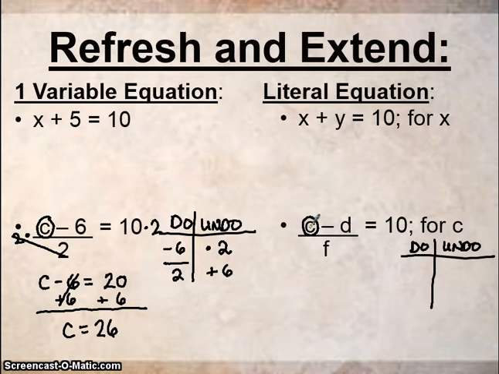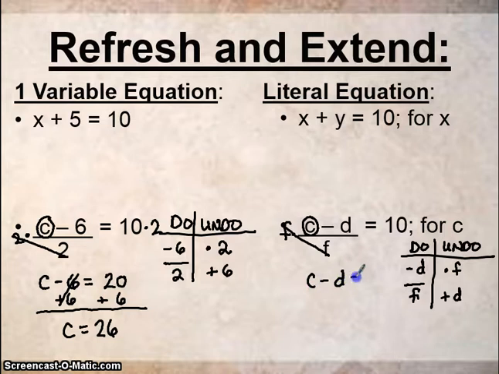The operations acting upon c are subtract d, and that would be first in our do side because they are grouped by the fraction bar, and then divide by f. To undo this, we'll multiply each side by f and then add d. So we'll multiply each side by f. F divided by f makes 1, so we have c minus d left, equals 10 times f, which is 10f. Now we just need to add d to each side like our do and undo chart tells us to do.